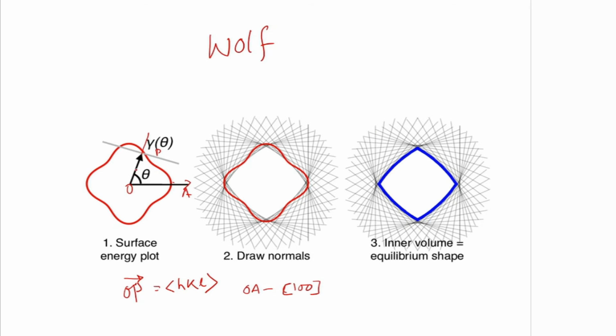So now what I do? The magnitude of this vector is basically gamma HKL. As in a cubic crystal planes and directions are normal to each other, so this is the gamma HKL plane only. Then I take a normal at the point P on this curve. If I do that for every point on this curve, I draw another normal here, another one here, another one there, like this.